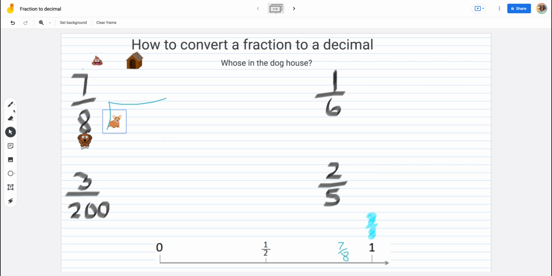See you later, top dog. And now I'm going to go ahead and put that numerator, 7, into my doghouse. My next thing to think about is how many times does 8 go into 7? Well, 8's bigger than 7, so you really can't fit a group of 8 into 7. So that's why I know my answer is going to be less than 1.